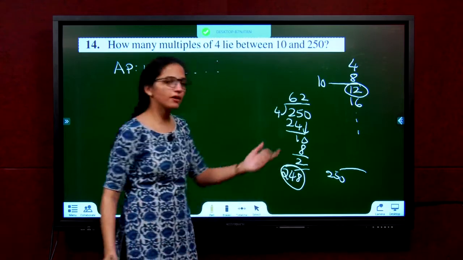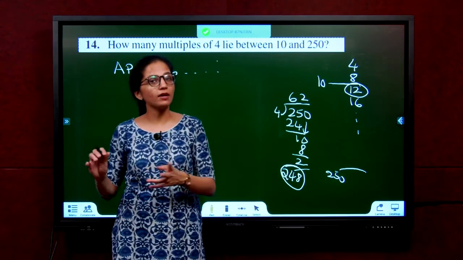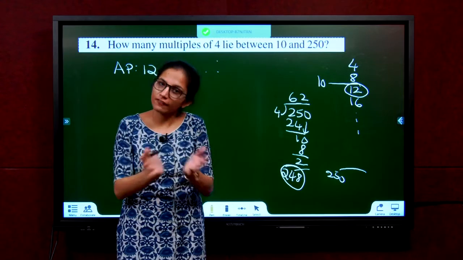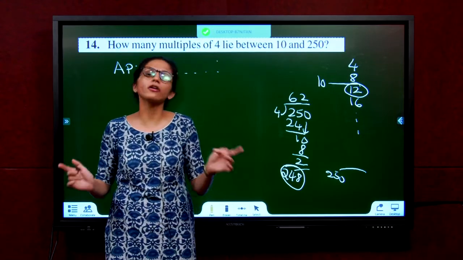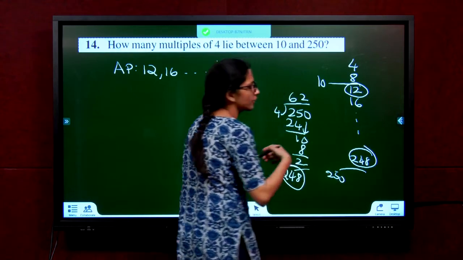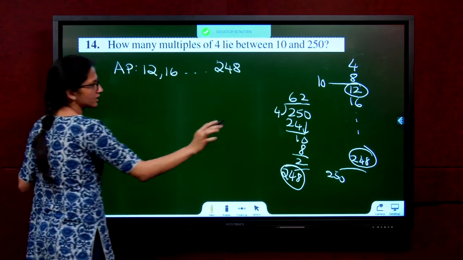Is 248 divisible by 4? Yes. Because if I had 250 and I gave it to 4 people, 2 were left. I am taking that 2 and throwing it away. So how many do I have? 248. Is it exactly divisible by 4? Yes. So my last term here is 248. So I got 248 here, just like how we did before.